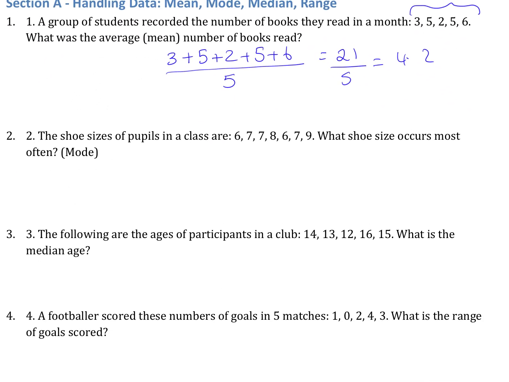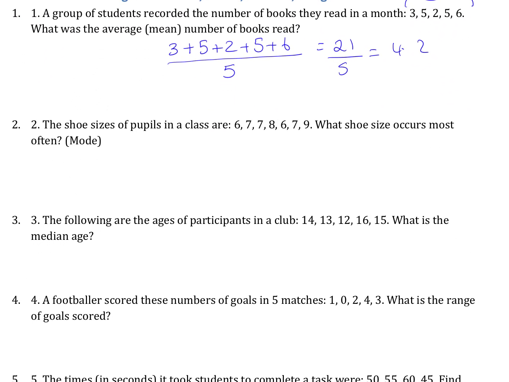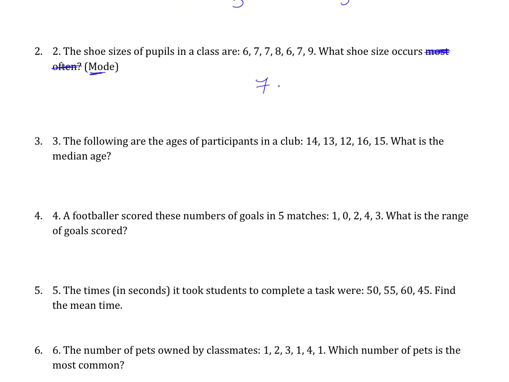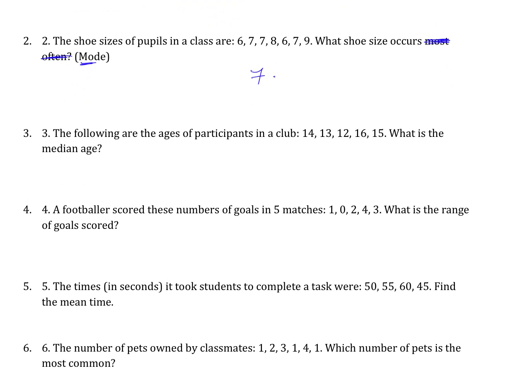So look at this one, Holly. You're going to tell me what to do here. So the shoe sizes of pupils in a class are 6, 7, 7, 8, 6, 7 and 9. What shoe size is... Now, I'm going to stop using the way it says most often. What is the mode of those? So what does mode mean? Remember, MO? The one that's seen the most. Absolutely. So look, MO, most often. So that's what it stands for. So which one is it, Pet? 7. Absolutely brilliant.